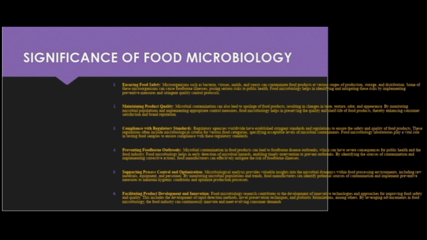Next, we can see supporting process control and optimization. Microbiological analysis also provides valuable insights into microbial dynamics within the food processing environment, including raw materials, equipment, and personnel. By monitoring microbial populations and trends, food manufacturers can identify potential sources of contamination and implement preventive measures to maintain hygienic conditions and optimize production processes.